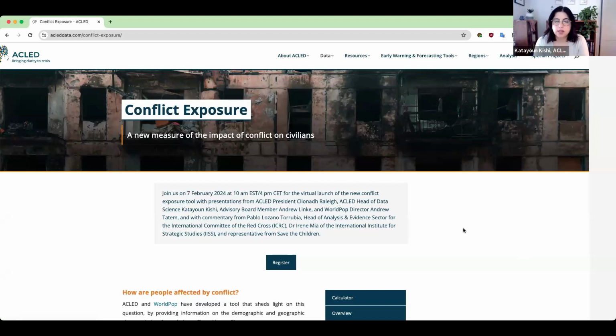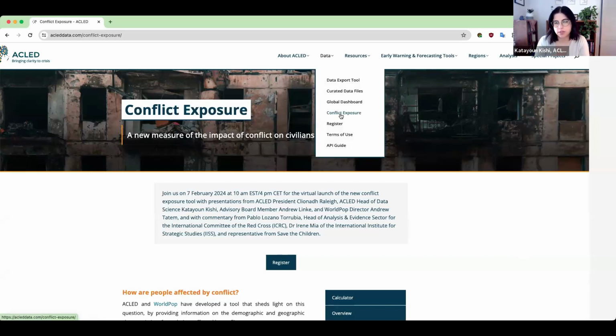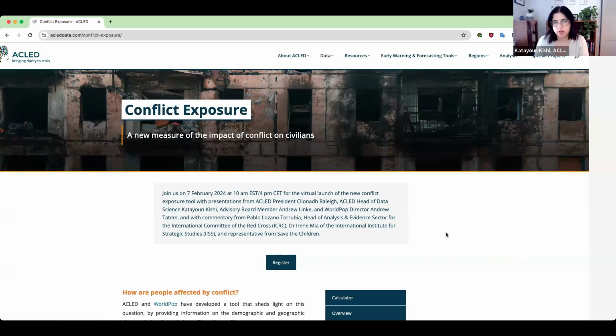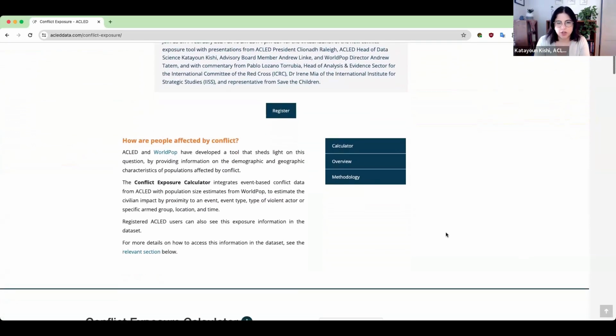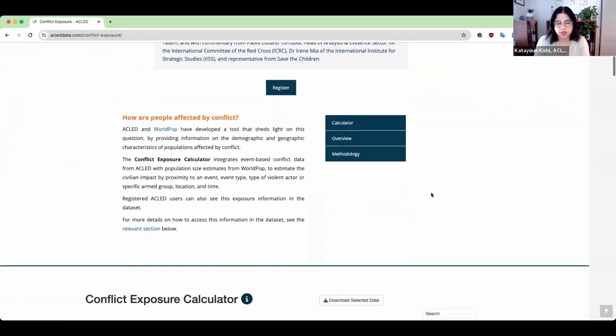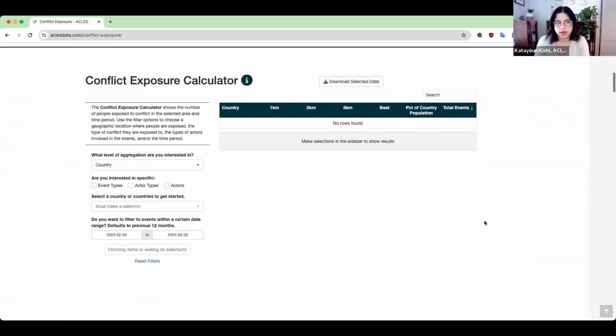So this is the landing page that you'll see on the ACLED website. When you go to the data tab at the top here, you'll see conflict exposure. This is where you can get all the information that you need about what this variable is, how it was calculated, and how to access it. So you'll see here all the information that you need. And when you scroll down, you have the conflict exposure calculator.